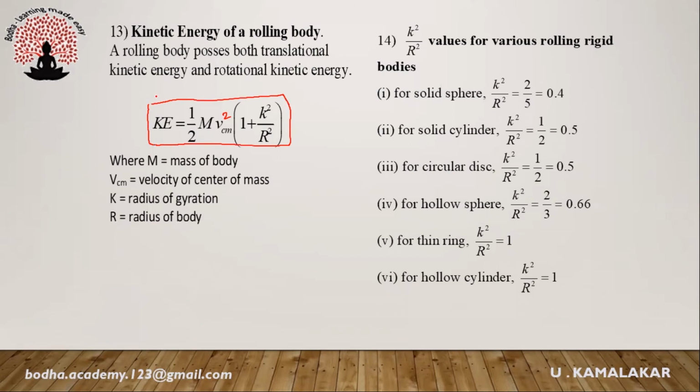For solid sphere, k²/r² = 2/5. For solid cylinder and for circular disc, the value of k²/r² is 1/2. For hollow sphere, the value of k²/r² is 2/3. For thin circular ring and for hollow cylinder, the value of k²/r² is 1.